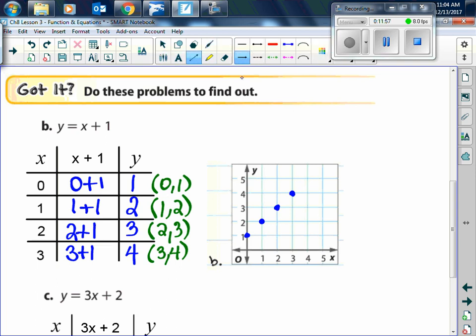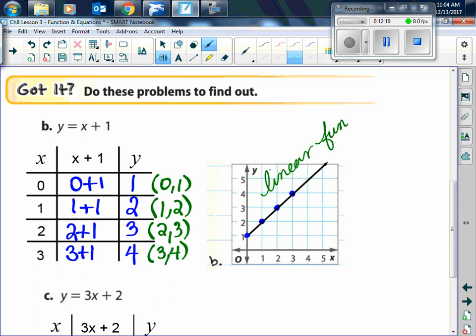All you have to do is draw your line. And of course, if you have a straight line, what kind of function is this? Linear function. Very good. This is a linear function, or a linear equation. You say linear function or linear equation, same thing. Okay? And of course, we know that because this is a straight line. Is everybody clear?